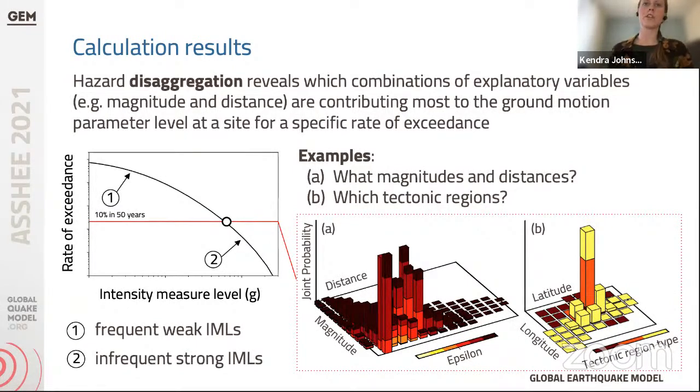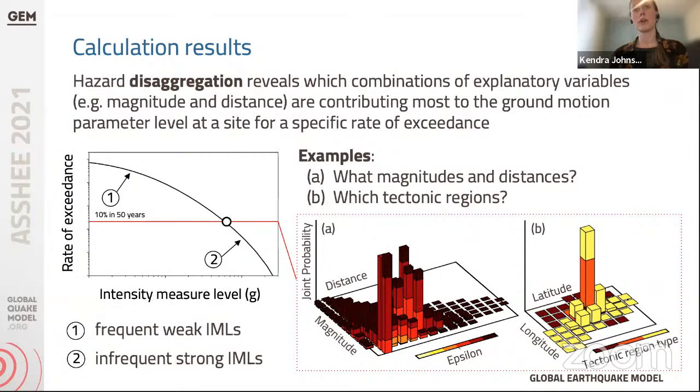When we look at the hazard curve, we can see that there are parts where there are frequent weak intensity measure levels compared to spots with infrequent strong intensity measure levels. And we may have different sources that are controlling these values. So we find it helpful to understand what magnitudes and distances and what tectonic regions and positions are producing the earthquakes that are contributing most at those probabilities of exceedance.